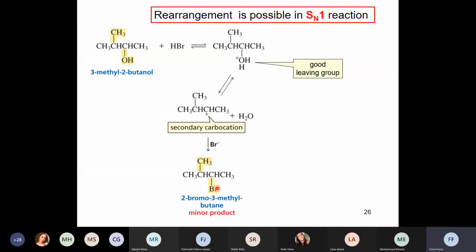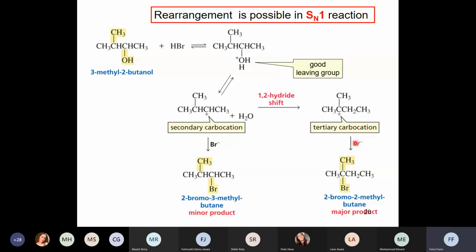It bonds with the carbon. This will be only the minor product. Why? Because this carbocation is secondary, and it has the possibility of converting to a tertiary one by hydride shift. One H moves by hydride shift, changing the secondary carbocation to a tertiary carbocation, as you can see here, which is certainly more stable. Br minus is also ready to react with this tertiary carbocation in a nucleophile-electrophile reaction. The Br minus ends up on this carbon, and this gives the major product. So every time you have SN1, you have a carbocation, so make sure you examine the possibility of rearrangement.